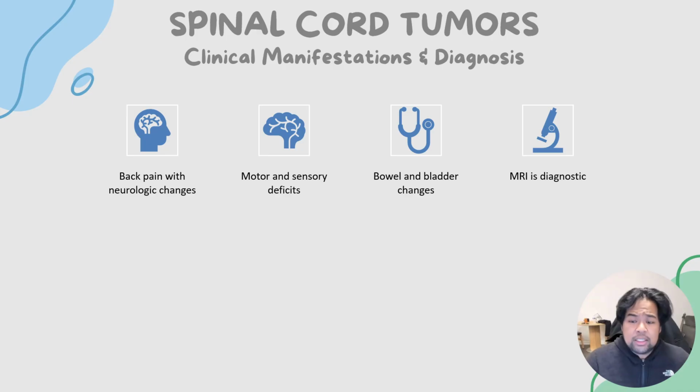Clinical manifestations and diagnosis: back pain with neurological changes, motor and sensory deficits, bowel and bladder changes, and MRI is how we would diagnose this, okay? Most common manifestations: back pain, obviously. There's numbness, tingling, and weakness. They might have difficulty walking. We talked about urinary incontinence and retention, bowel and bladder changes, and cervical tumors may cause loss of hand dexterity, headaches, or occipital pain. MRI is the gold standard for diagnosing this.